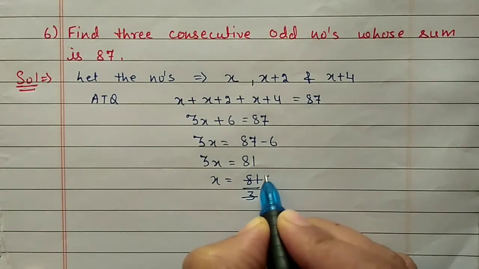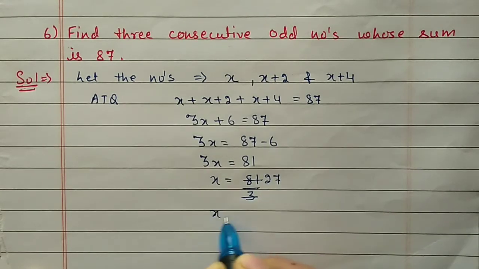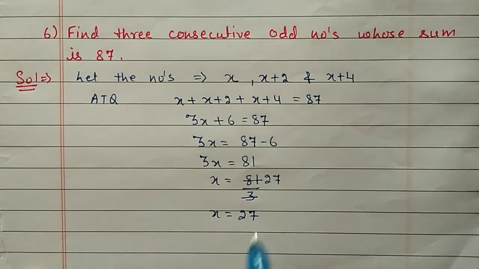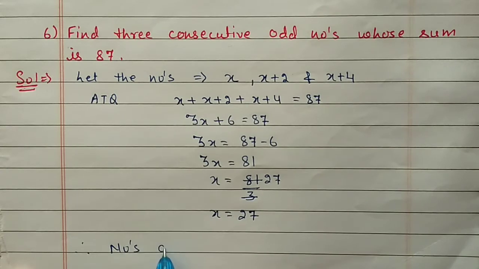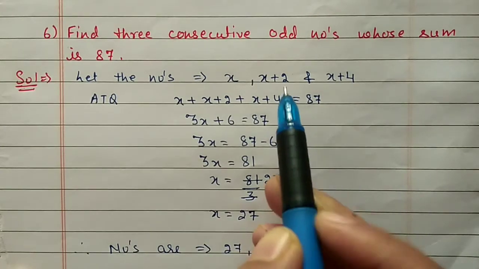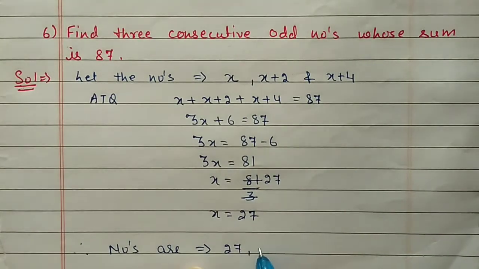Cancel out: 3 nines are 27. So the first number is 27. So therefore the numbers are: first number is 27, second number will be 27 plus 2, 29, and third number will be 27 plus 4, 31.